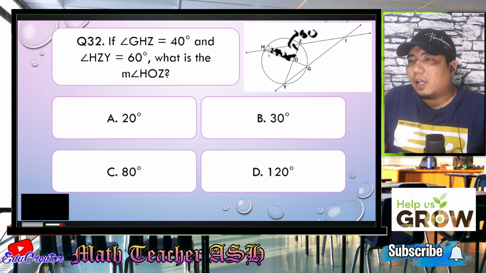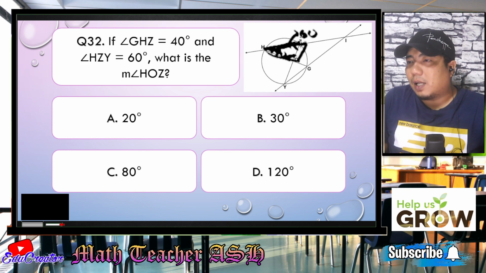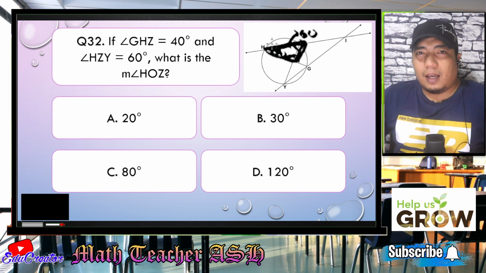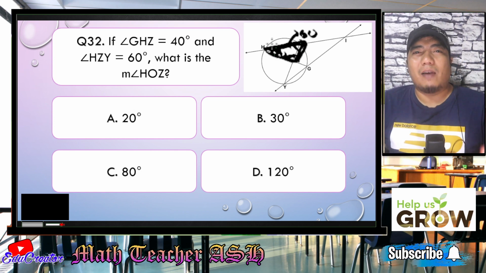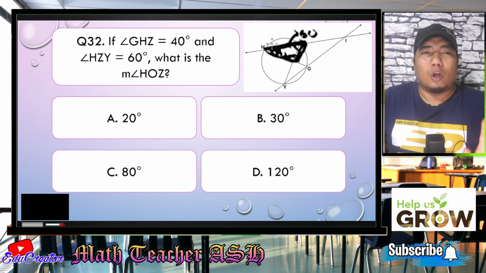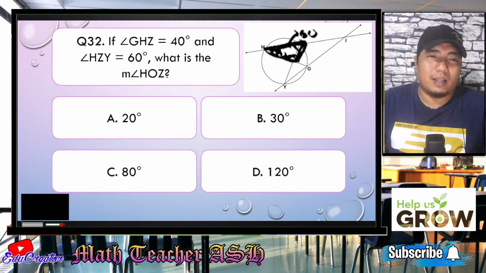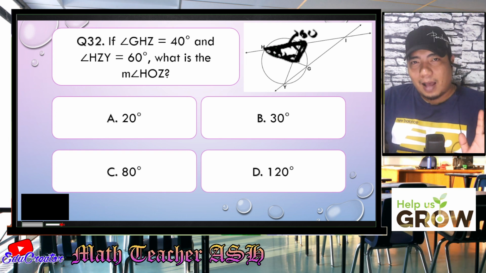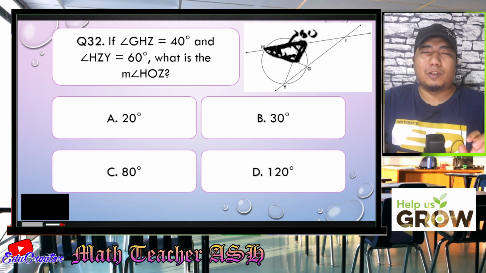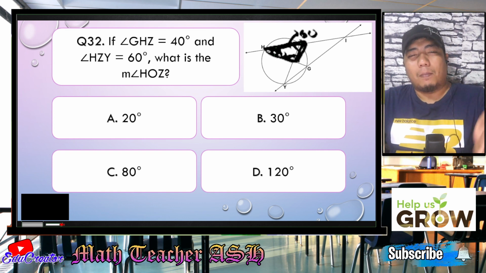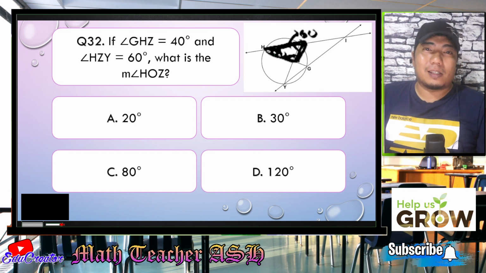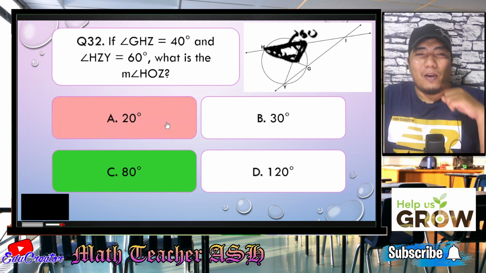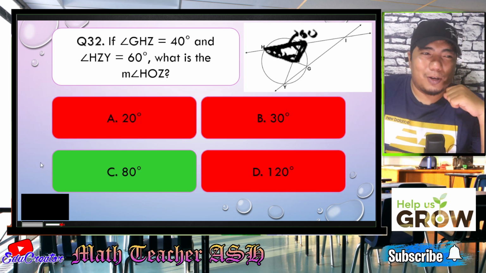If this is the case, you can see that this is already forming a triangle. Now, remember that the three angles in a triangle always have a sum of 180 degrees. Two angles are already given, 40 and 60, and that is 100. So in order to know the measurement of the third angle, you just need to get 180 minus 100, and the correct answer is letter C. Easy, right? Very easy, my dear math learners. I hope you got that one.